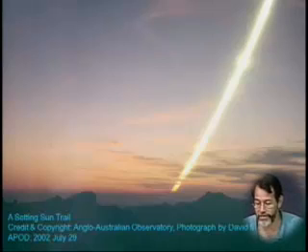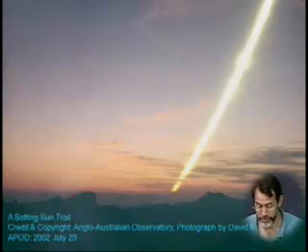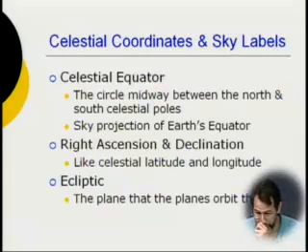Here we see, instead of a star trail, this is the sun trail. And the sun is so bright that you don't see other stars. Cleverly taken by a famous astrophotographer, David Malin. So I'm going to zip along because we're running out of time.